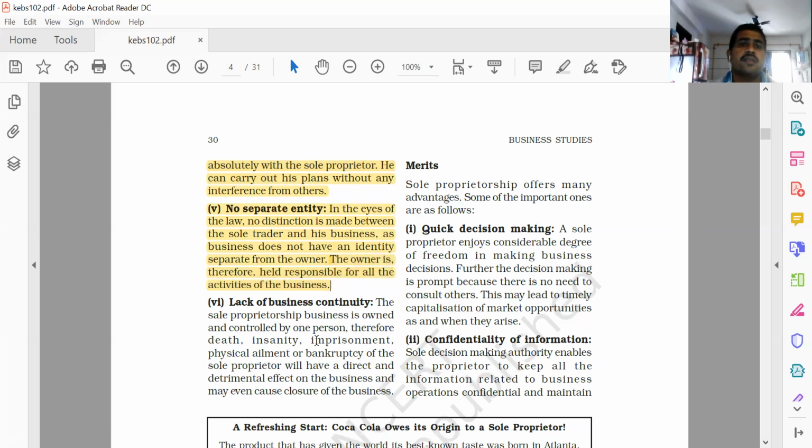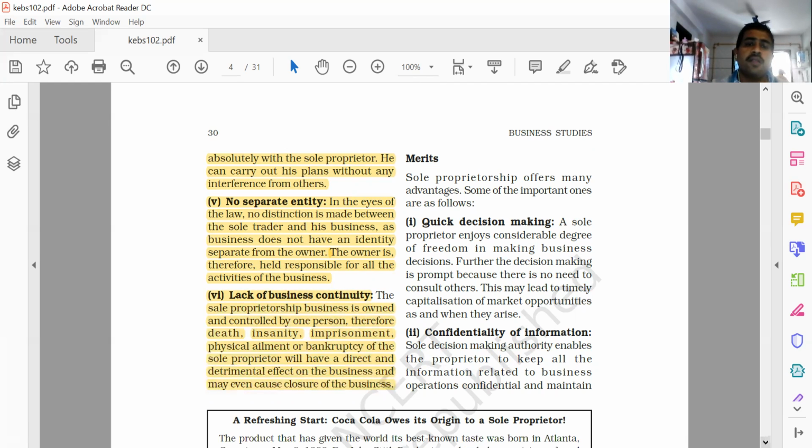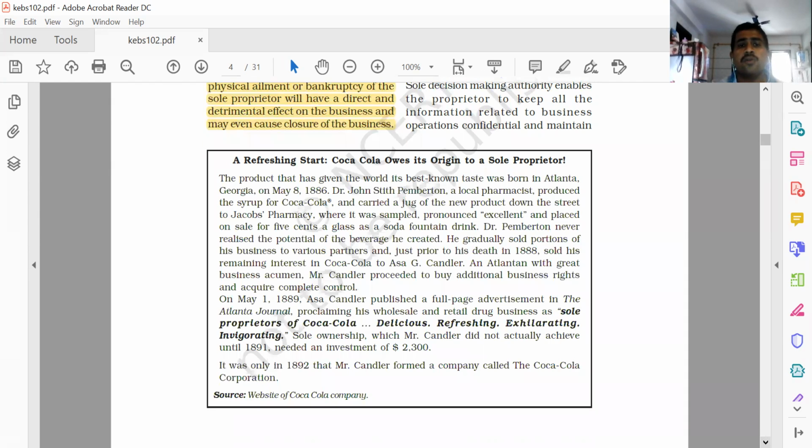लैक ऑफ बिजनेस कंटिन्यूटी, ये सबसे बड़ा प्रॉब्लम है इसका, क्योंकि एक लिमिट होता है, उसके बाद वो बिजनेस को आगे हम नहीं बढ़ा सकते हैं. So what they want to say, lack of business continuity. The sole proprietor business is owned and controlled by one person. Therefore, death हो सकता है, insanity हो सकता है, imprisonment हो सकता है, physical ailment या bankruptcy, or have a direct and determinable effect on the business and may even cause closure of the business. Business को भी बंद हमें करना पड़ेगा. We have to close the business also.